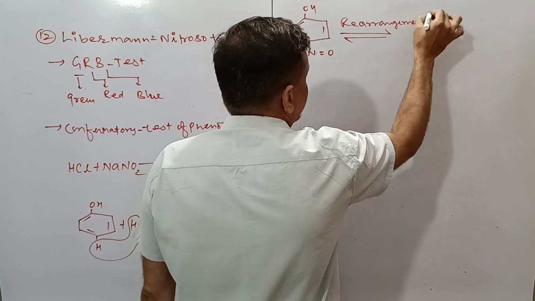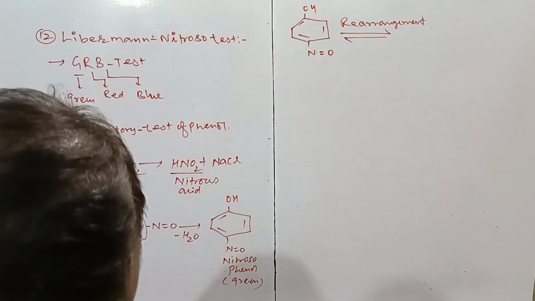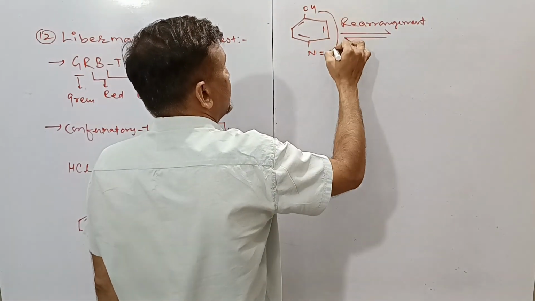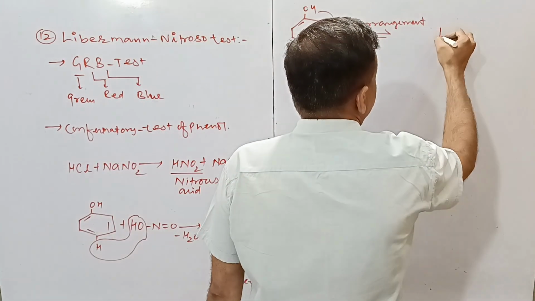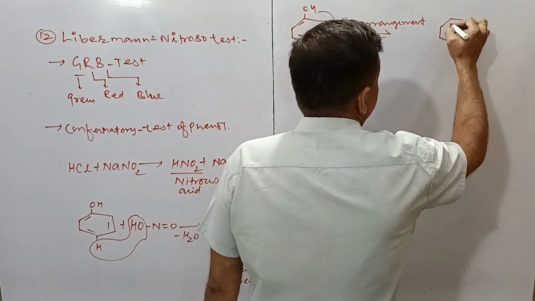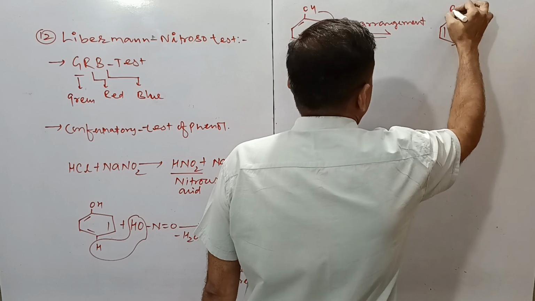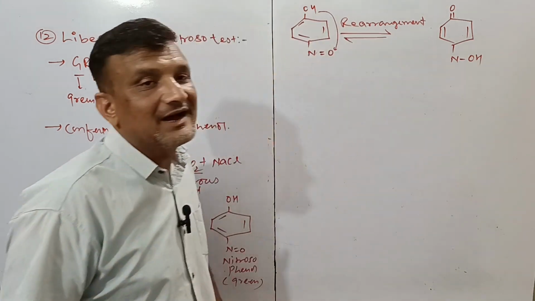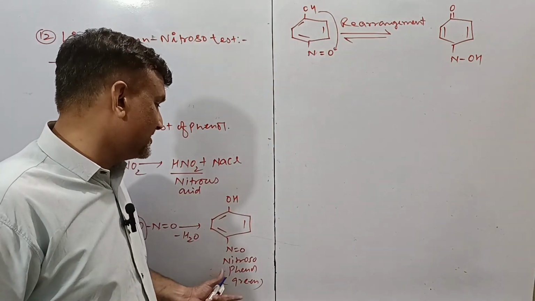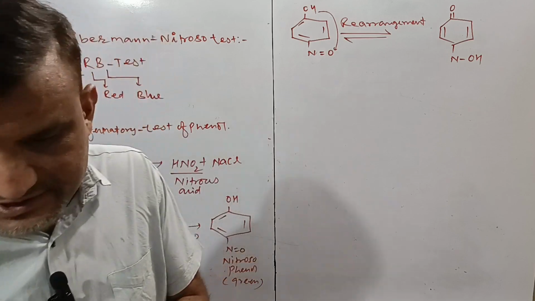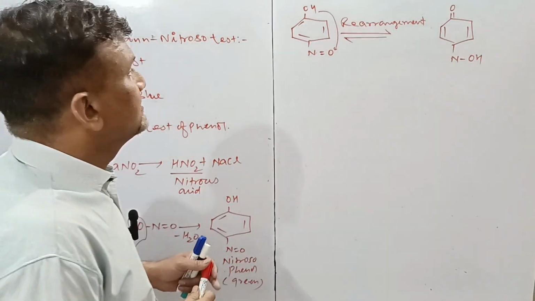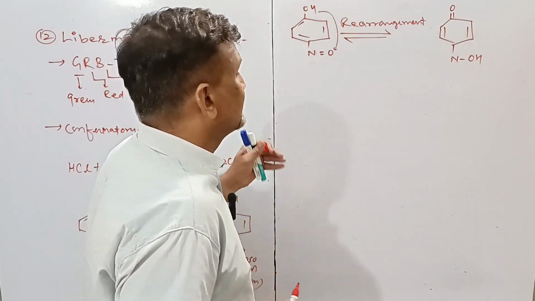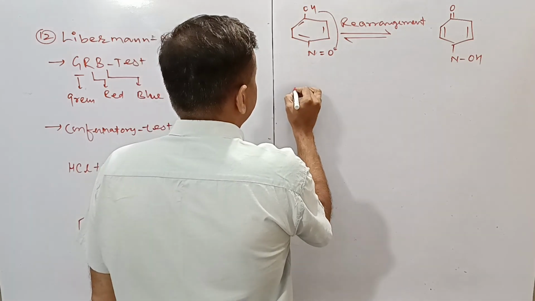Rearrangement reaction: what will it be? Here there is removal of H, like this. H will move here. In that case, the structure will be as follows: double bond O, and this is the NOH. This is the nitrosophenol after the rearrangement. It's a middle substance which gives green color also. Actually, the starting point is from here. Further, we treat it with another phenol.